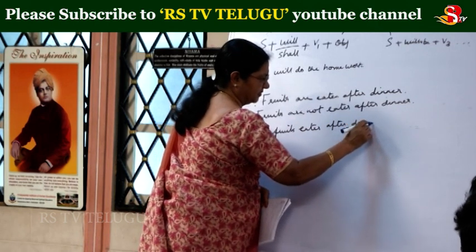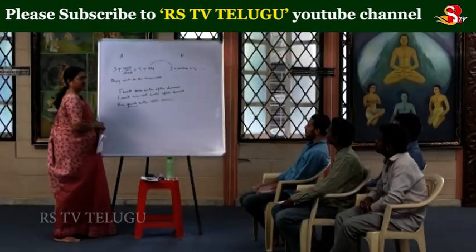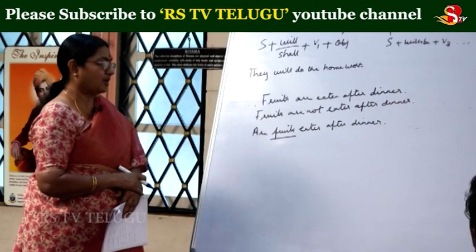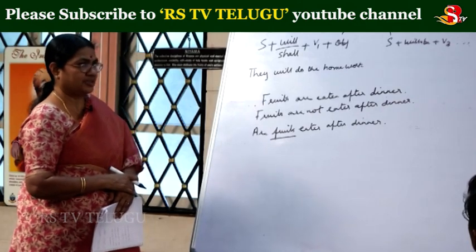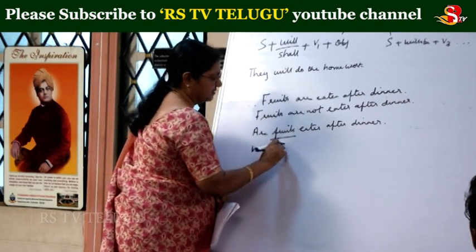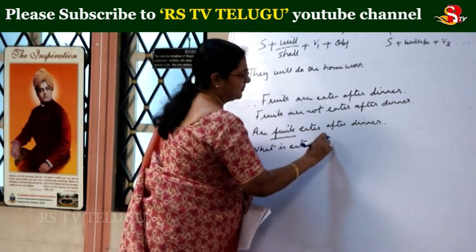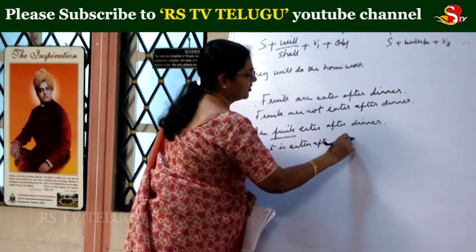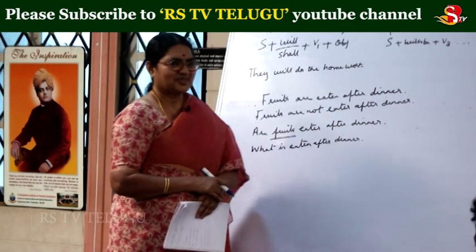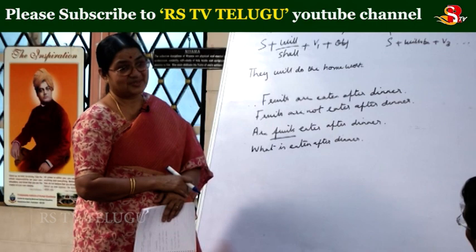Okay. Suppose I want this answer: what is eaten after dinner? For an unknown quantity, we always use "what." What is eaten after dinner? It could be paan, it could be a mouth freshener, it can be anything. It can be a dessert.